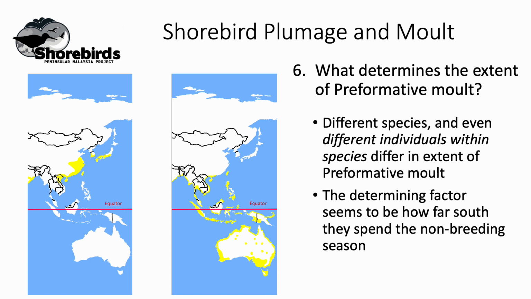And the yellow is the wintering range of two species, which are similar in appearance and size. On the left is the dunlin, which is very rare in Malaysia. And on the right is curlew sandpiper, which spends the non-breeding season as far south as Australia. So in general, the further south the individual or the species spends the non-breeding season, the more extensive the extent of preformative molt.